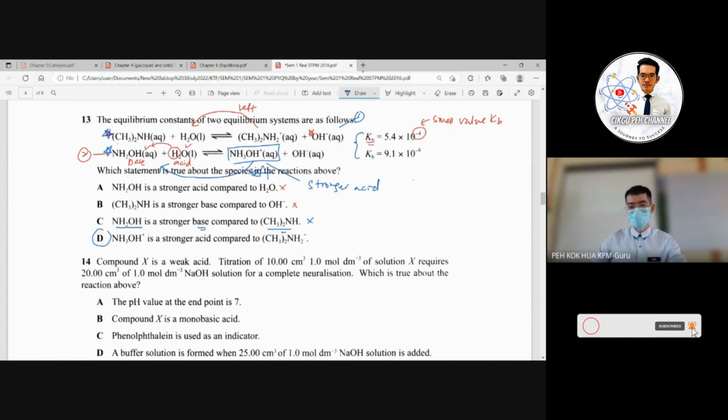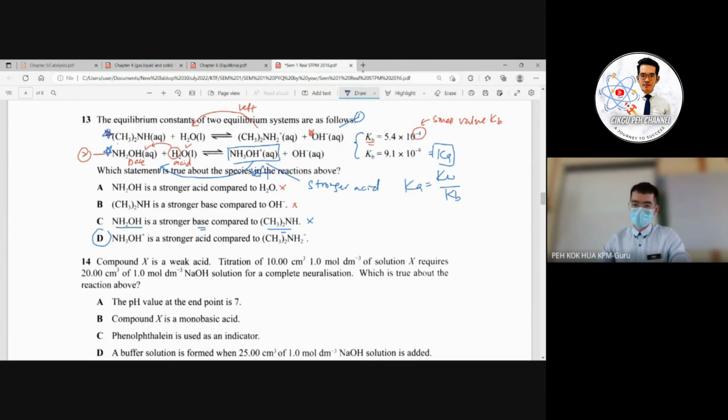Or you can actually calculate Ka. Ka will be using the formula Kw divided by Kb. So you will get that the Ka value for the second equilibrium here will be higher. So you have two ways to think: you can think of the reverse value of Kb, or you can calculate Ka. So the Ka for the second equation must be higher, showing that NH3OH will be a stronger acid compared to the above one.